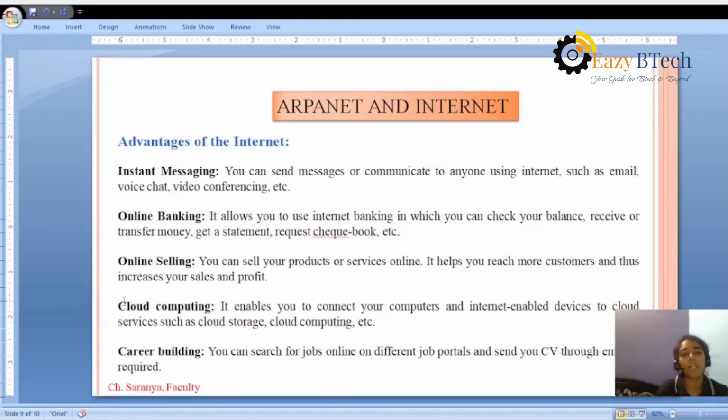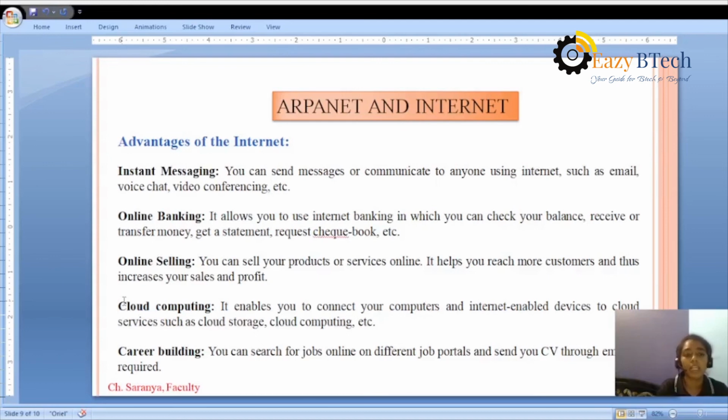Online banking. See, online banking statement. For SBI, we have an app to see the balance, to receive money, and to transfer money. We have PhonePe, Google Pay, whatever. This is online banking. Online selling, we can sell our products. Meesho, Myntra, these are companies that sell products online.